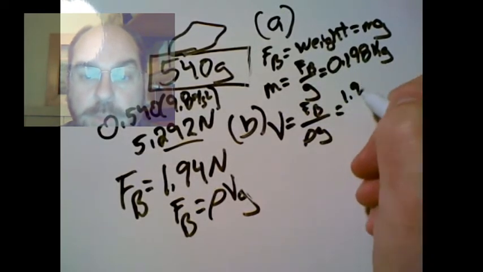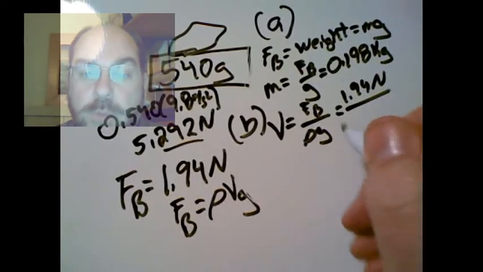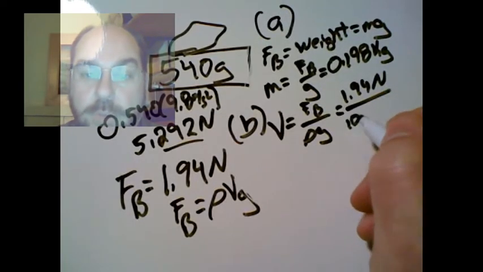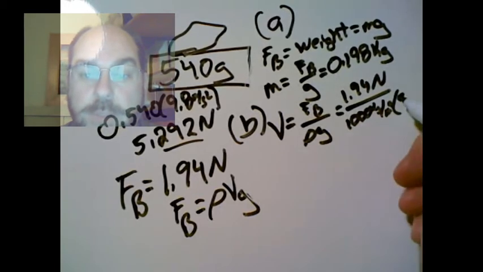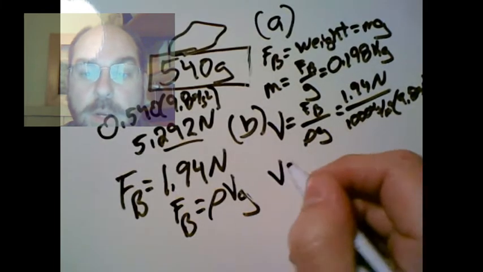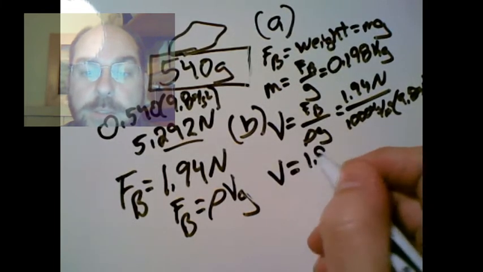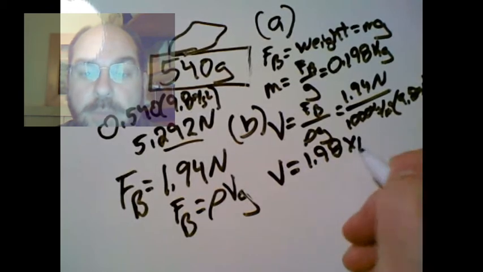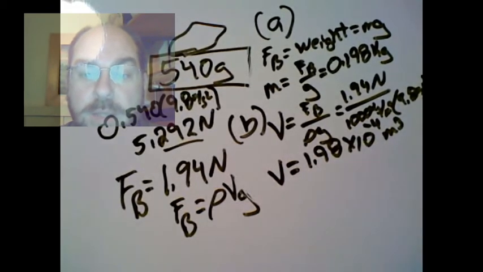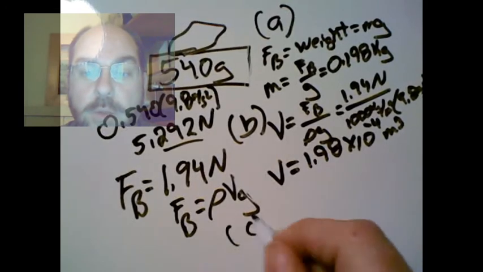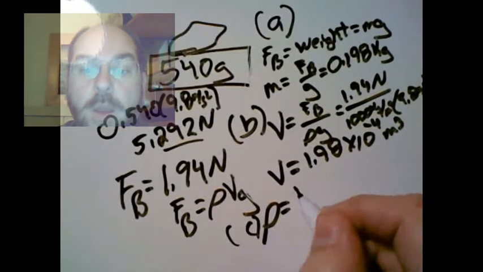But, important things. The volume, buoyant force divided by density of the fluid times g, 1.94 divided by the density, 1,000 kilograms per cubic meter, times 9.8 meters per second squared, running out of space. The volume is going to be 1.98 times 10 to the negative fourth cubic meters.